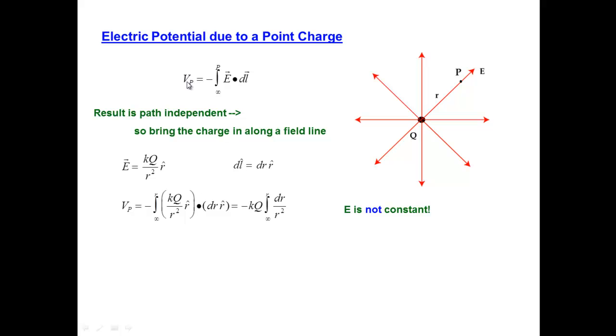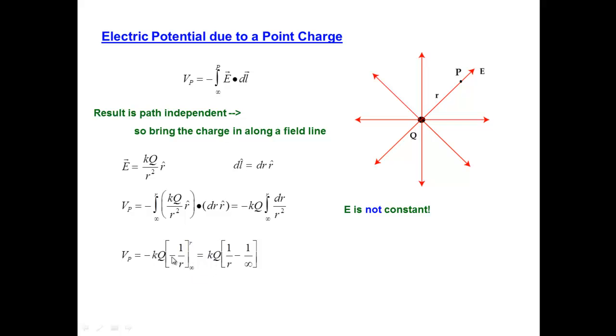So we take the equation for potential at point P, plug in the electric field vector, plug in the dl vector, the dot product of r hat and r hat is just 1, right? So we're left with kq dr over r squared. And the kq are constants that can come outside the integral. So minus kq, integral from infinity to r of dr over r squared. And we know how to do that integral. That's an easy integral to do. That just gives us negative 1 over r, evaluated between r and infinity.